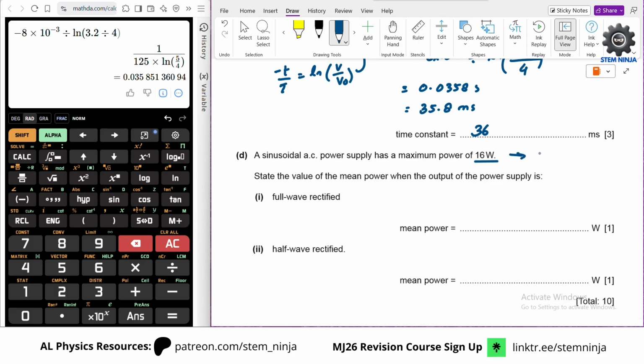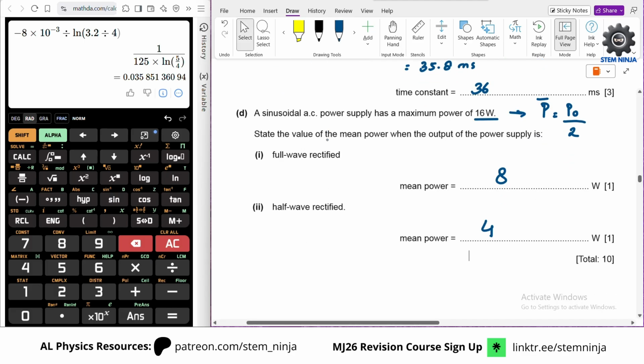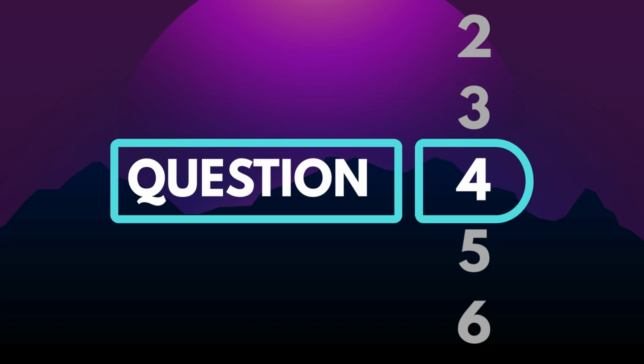So mean power basically is maximum power divided by 2. So mean power would be 8. Half wave rectified would further reduce by half, because half the time the signal is not available, so that would be 4 basically. So that's just that, and that's it for this question. Let's move on to the next one.